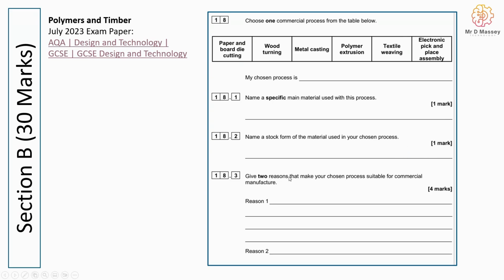Give 2 reasons that make your chosen process suitable for commercial manufacture. Essentially, this is saying what are the advantages of extrusion. They are that it's very accurate, very consistent, with high tolerances, so they're always repeatable shapes and forms as they're forced through the die. It's efficient, there's very little waste. We can go through that, but there are 4 marks there for each of those reasons.